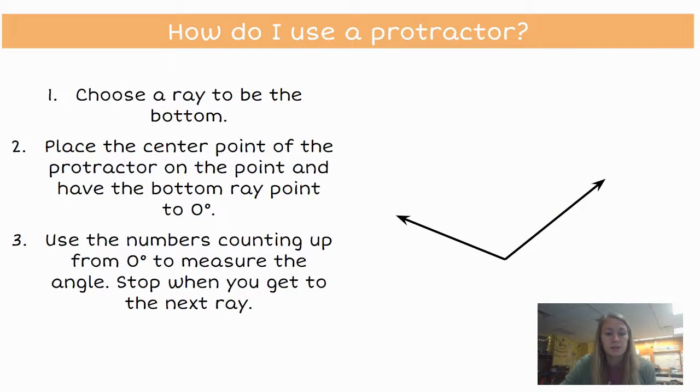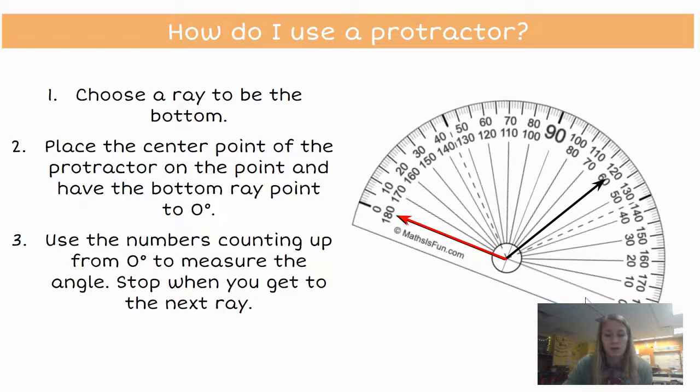Let's practice again. So first, we choose the ray to be the bottom. So on this one, we're going to choose this red arrow here to be our ray. Then we place the center point of the protractor on the vertex of our angle. So see, the center point of our protractor lines up with the point of the angle, and then we use the guidelines on our protractor to line this red arrow right up with the number 0.